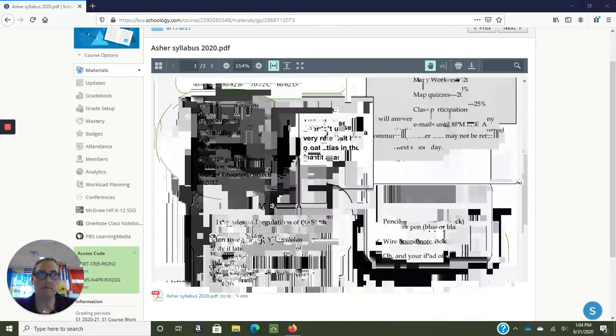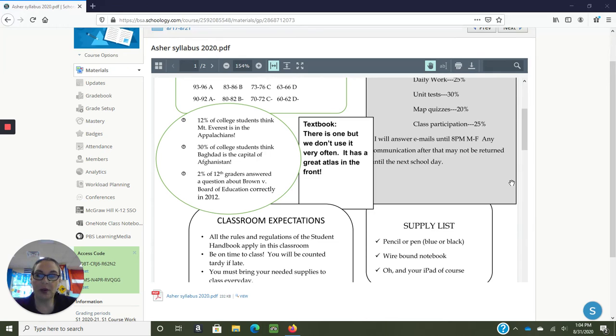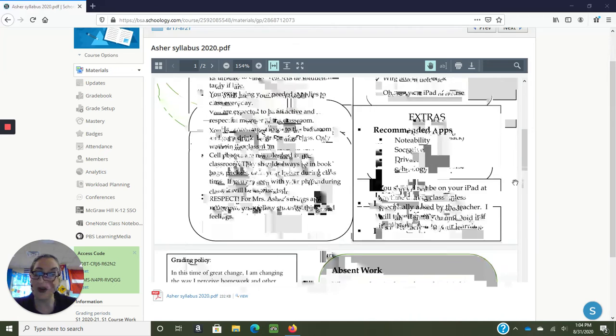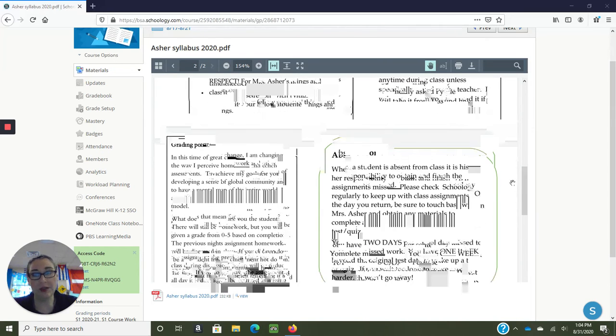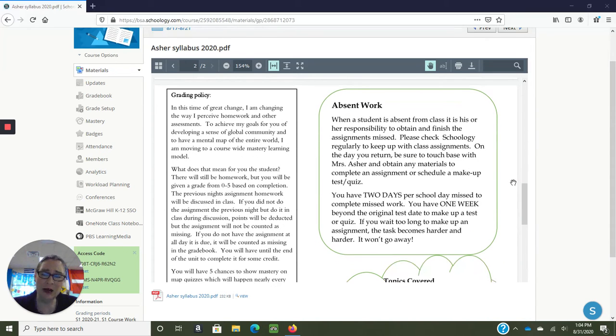Let me go back up here. I'll answer emails from parents and students until about 8 p.m. If I receive anything after 8 p.m., I may not answer it until the next day. I try very hard to answer emails within a 24-hour time period. Sometimes I can, sometimes I can't. It depends on what's going on. But please know that I'll get back to your email or inquiry very soon.